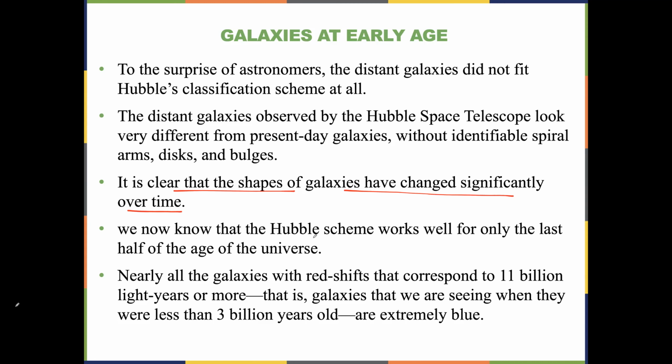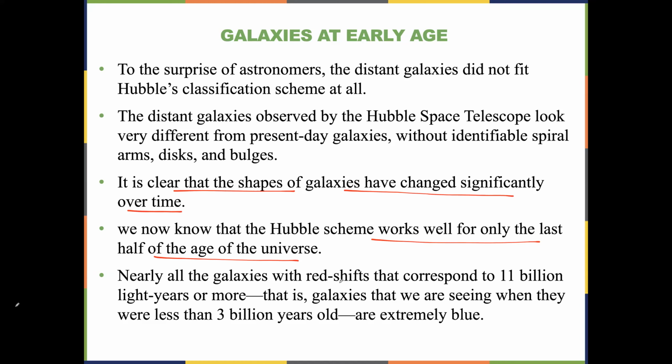Now we know that the Hubble scheme works well only for the last half of the age of the universe. That is the information we have when we look at these galaxies at different slices in time. The Hubble classification scheme works well for only the last half of the age of the universe, right? So it doesn't work for galaxies beyond that. That means the shapes and the nature of galaxies are completely different when you go back in time.